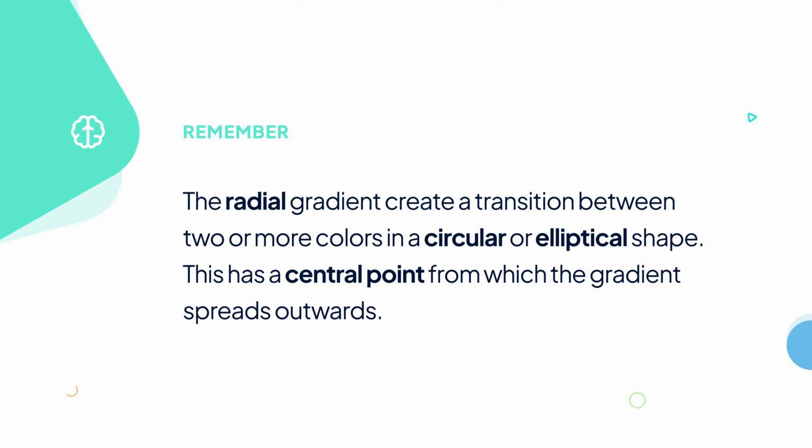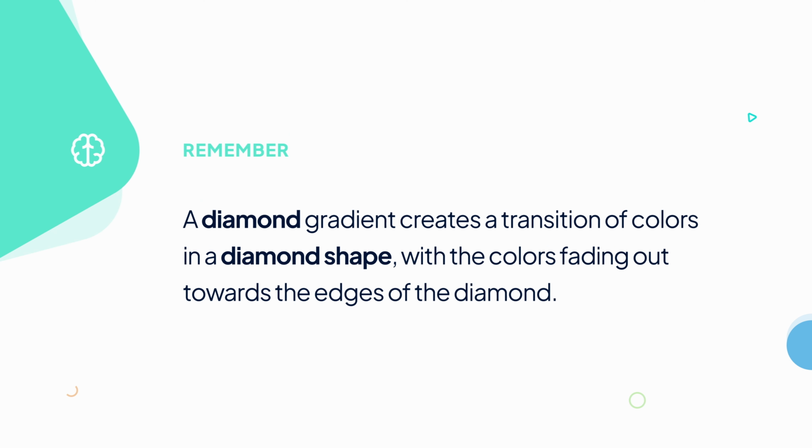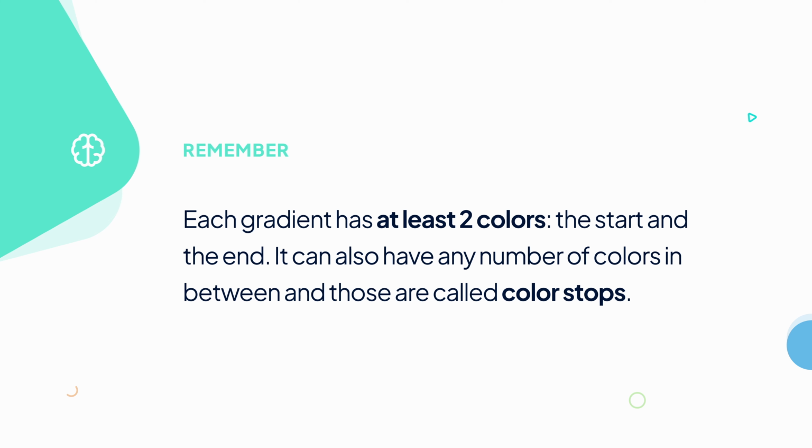The radial gradient creates a transition between two or more colors in a circular or elliptical shape. This has a central point from which the gradient spreads outwards. The conic gradient is very similar to the radial because it creates a transition of colors in a circular or elliptical shape. The difference is that a conic gradient rotates around the center point. A diamond gradient creates a transition of colors in a diamond shape, with the colors fading out towards the edges of the diamond.